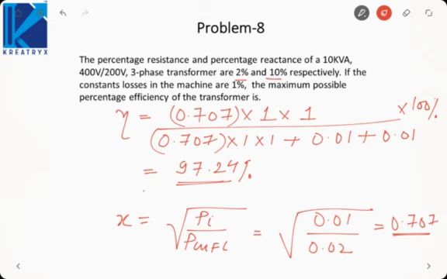Usually transformers have high efficiency. Why? Because they do not have any rotating part. Since they do not have any rotating parts, that is, they do not incur any mechanical or the rotational losses, so their efficiency is higher.